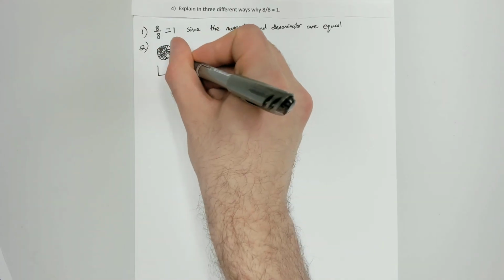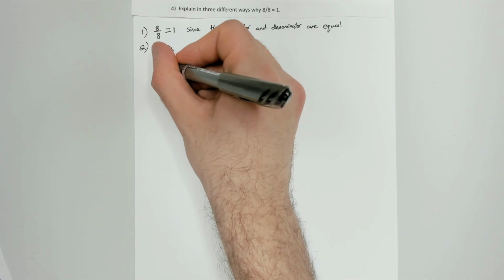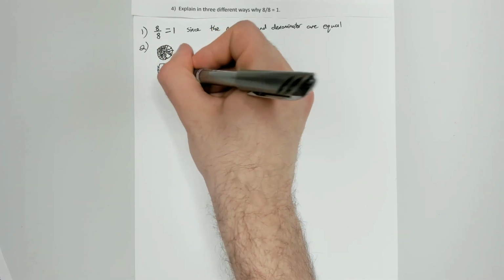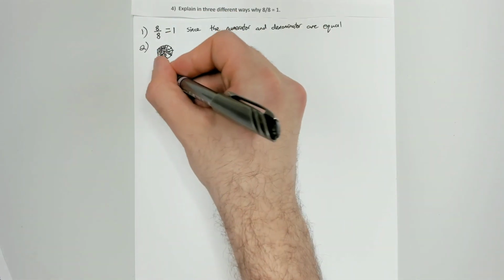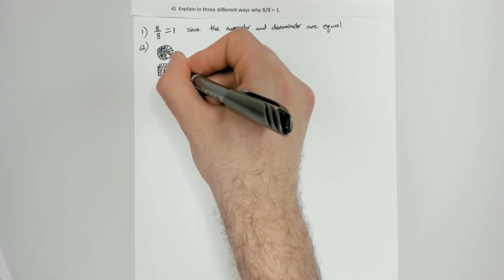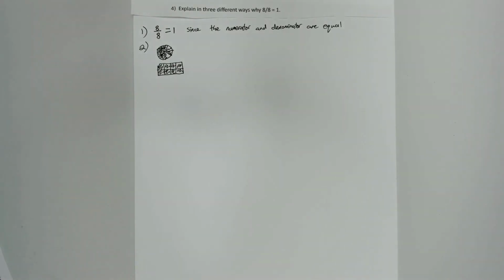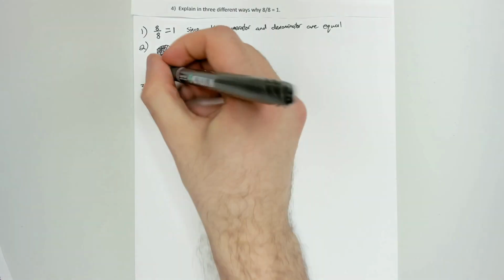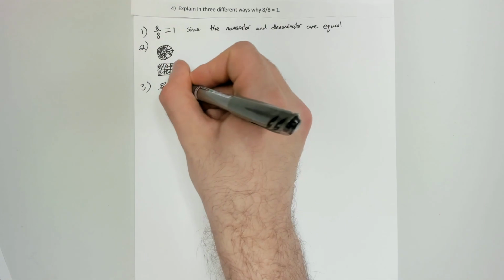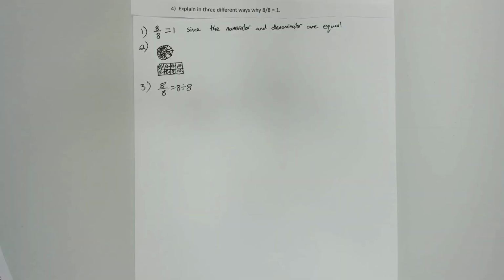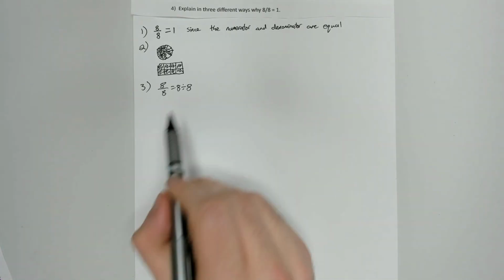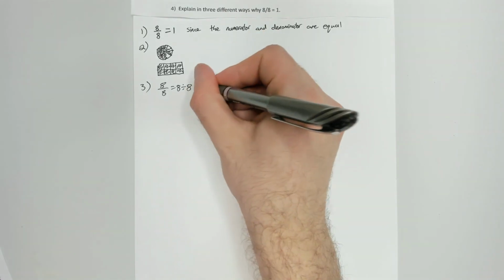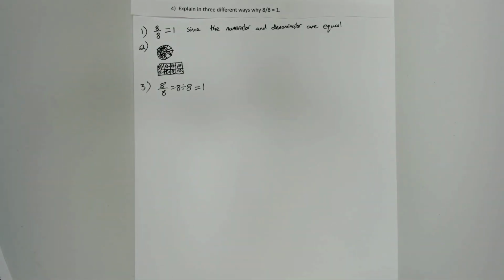And it doesn't just have to be with a circle, you could do this with other shapes as long as the pieces are the same size. So I split this into 8 pieces, shade it all in, and the whole rectangle has been shaded in, so 8/8 equals 1. All right, and the third method we saw was doing division. So 8/8 is the same as 8 divided by 8. We don't even have to do long division for this, because what's a number divided by itself? It's just 1, right? If I have 8 things and I want to share them amongst 8 friends, they each only get 1 thing, right? So 8/8 is the same as 1.